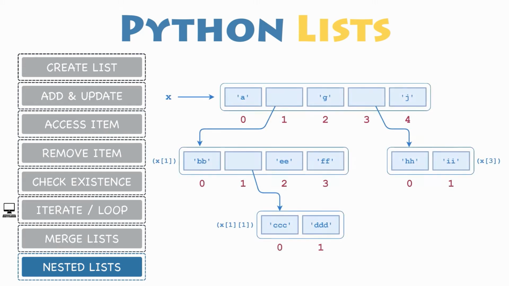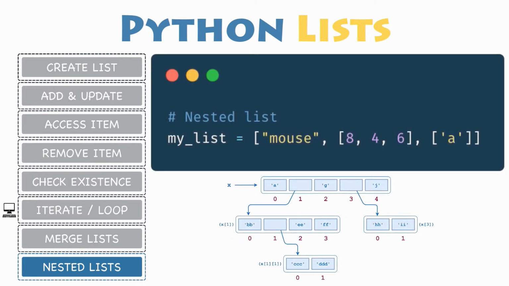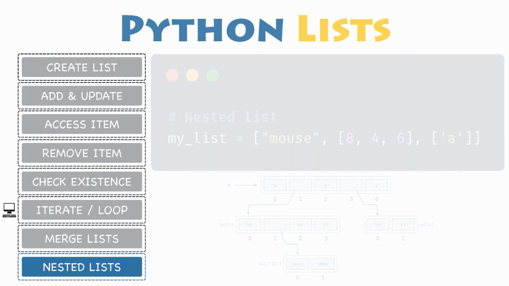A list can contain sublists as an item, which, in turn, can contain sublists themselves, and so on. This is known as a nested list. You can use them to store and arrange data into hierarchical structures. Since the items of a list can be of any data type, my list can contain strings, integers, or even another nested list, with new items.